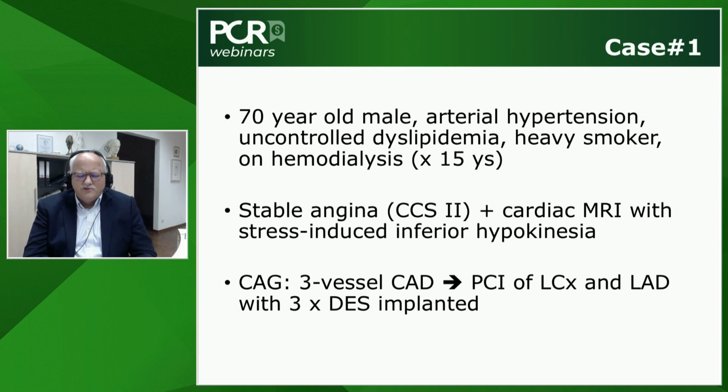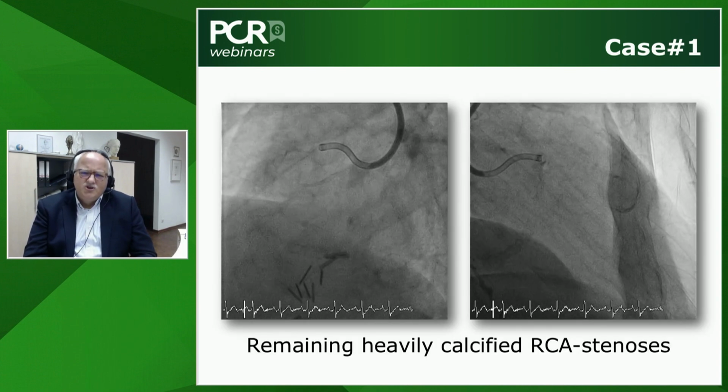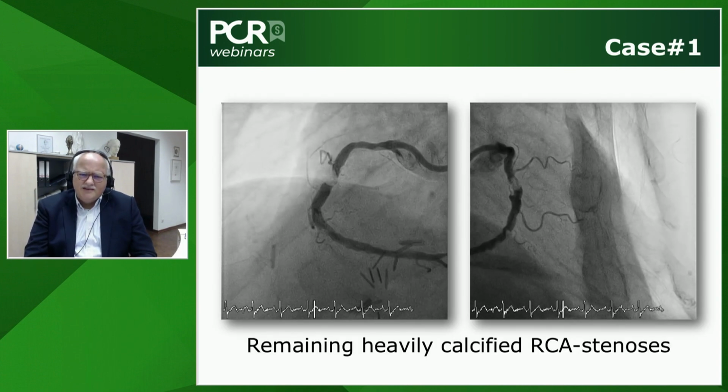With that, he went to coronary angiography, and there 3-vessel disease was documented, and he first received intervention of the circumflex artery and the LAD lesions with a total of 3 drug-eluting stents. And the task of today, in the next slide, is to address these 2 RCA stenoses.